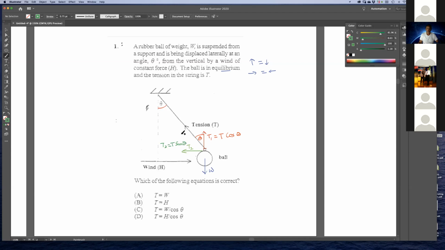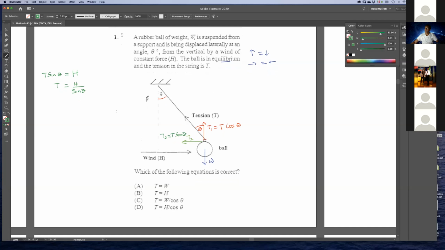And if we wanted to go along this path here, we can say for equilibrium in the horizontal plane, T sine theta must be equal to the force to the right. The force to the left, which is H. And therefore, we can get that T is equal to H over sine theta. We're good. Now, this is not one of the options. We go in the other direction now.